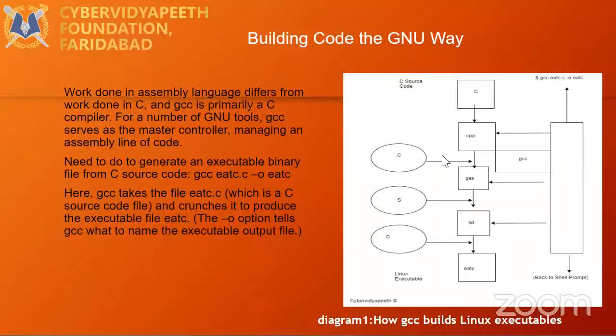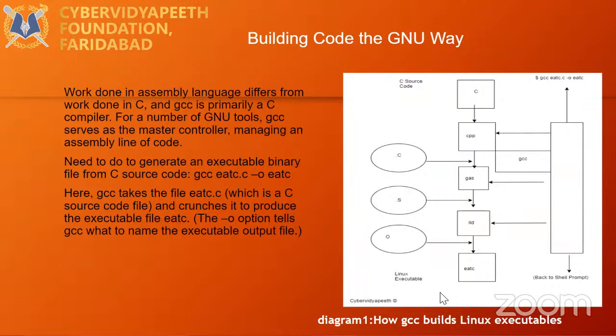Now, just for a few seconds, let's talk a little bit about how the code is built using GNU. Again, this course is not about GNU, I don't want to waste too much time on GNU, but these are some concepts that we'll be dealing with in assembly. So I wanted to go a little bit into them. Work done in assembly language differs from work done in C, and GCC is primarily a C compiler. For a number of GNU tools, GCC serves as the master controller, managing an assembly line of code.